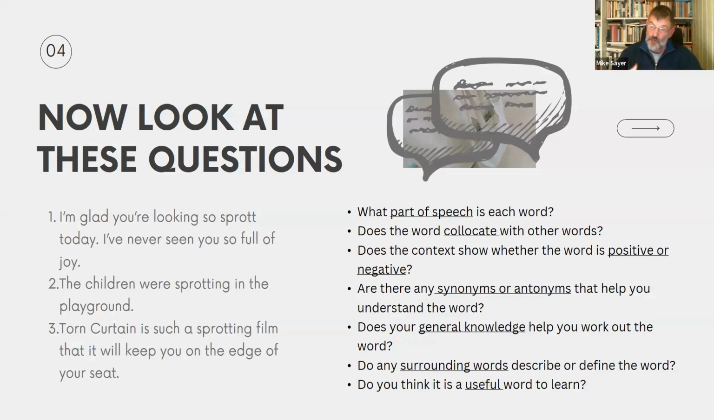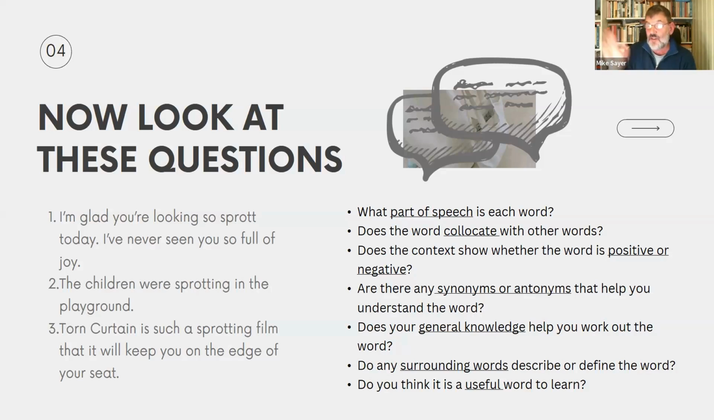So if I was teaching a group of students, I might give them a series of sentences, more than 3 actually, probably about 10 sentences with the word sprot in, and I'd write these questions on the board, and get my students to effectively ask these questions to analyze the word sprot.